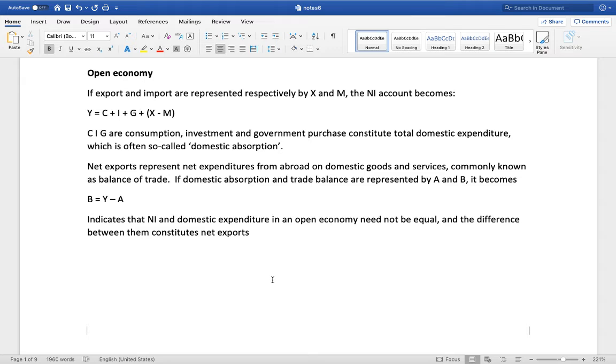If the export and the import are represented respectively by X and M, the national income account becomes Y equals C plus I plus G plus X minus M. The additional two terms, X and M, denote the exports and imports respectively. And consumption, investment and government purchase constitute the total domestic expenditure, which is also called domestic absorption.